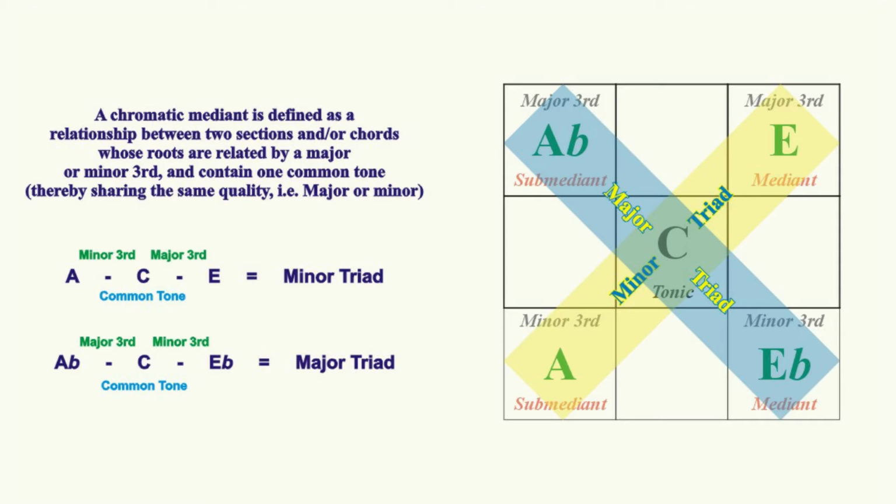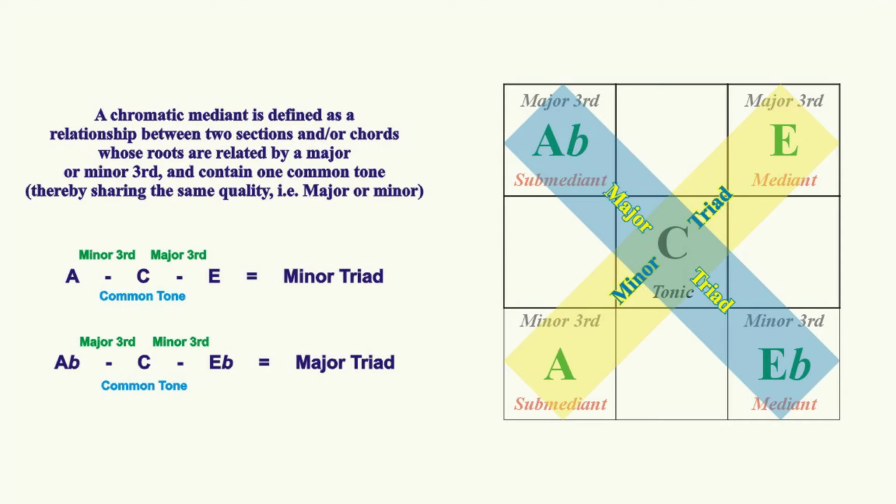If we now construct a triad using the submediant root of A natural, followed by a minor third using the common tone of C natural, and finally a major third using the mediant root of E natural, we build a minor triad.